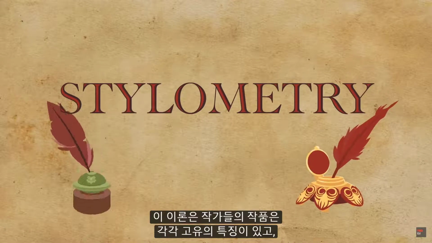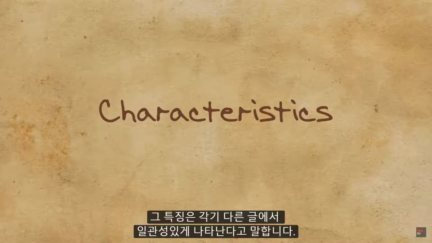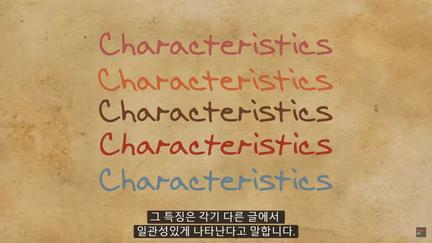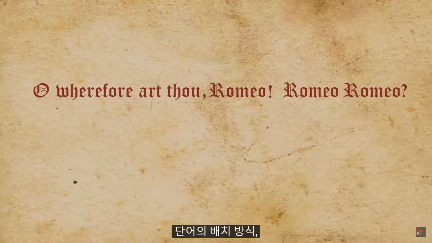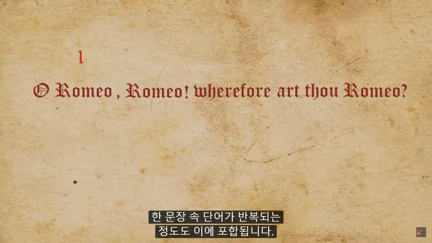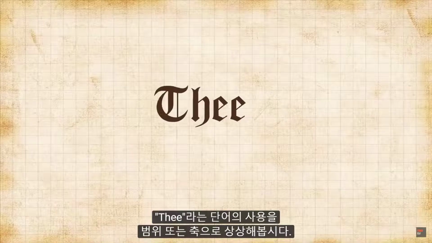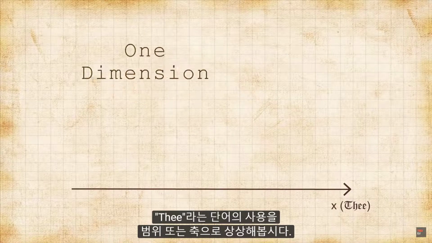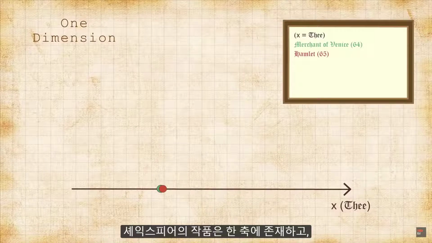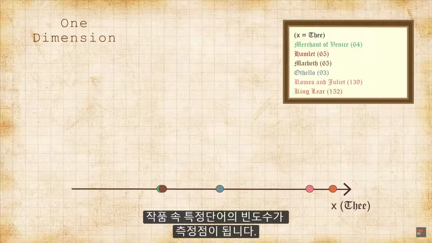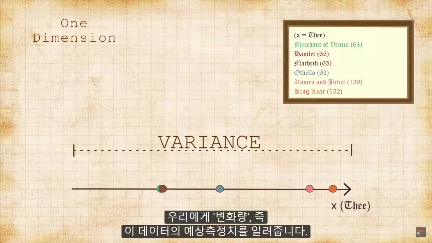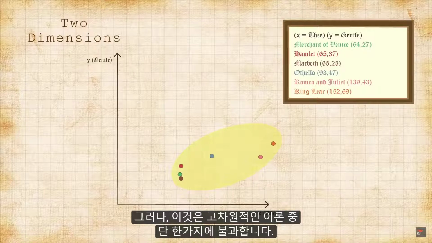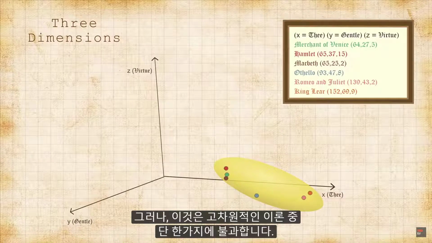The idea is that each writer's style has certain characteristics that remain fairly uniform among individual works. Examples of characteristics include average sentence length, the arrangement of words, and even the number of occurrences of a particular word. Let's look at use of the word "the" and visualize it as a dimension or axis. Each of Shakespeare's works can be placed on that axis, like a data point, based on the number of occurrences of that word. In statistics, the tightness of these points gives us what is known as the variance, an expected range for our data. But this is only a single characteristic in a very high-dimensional space.